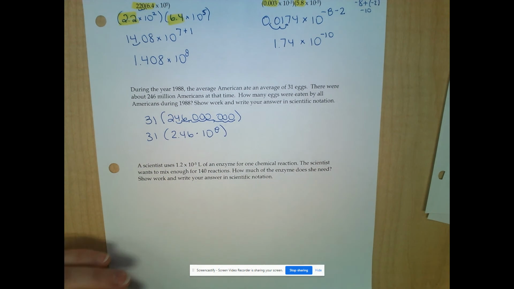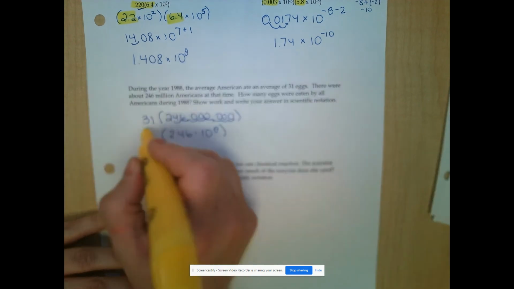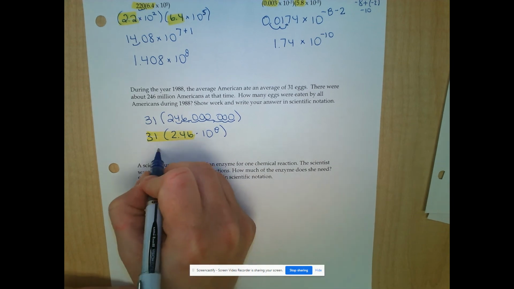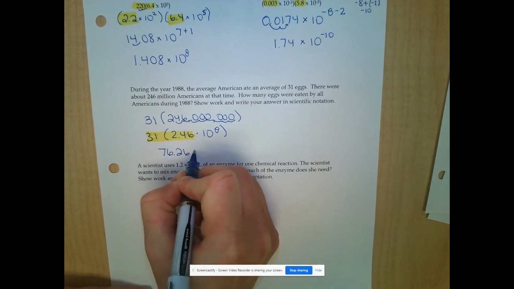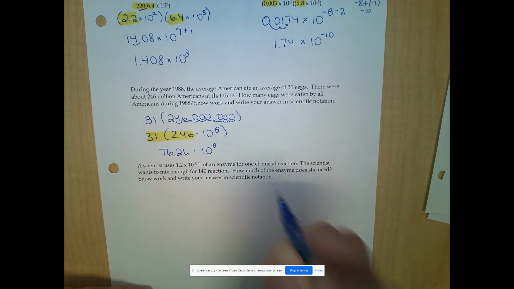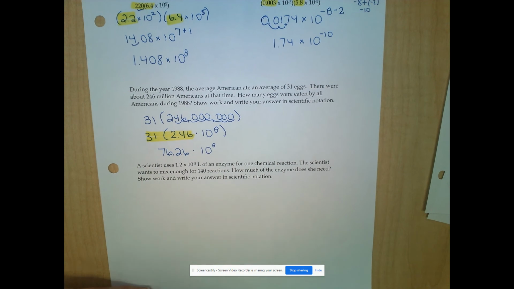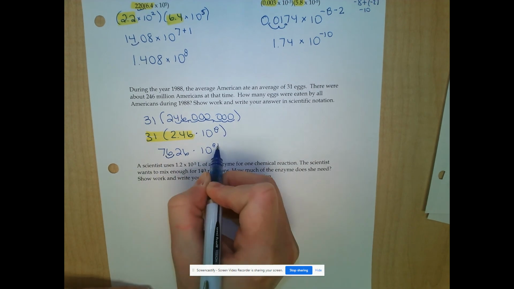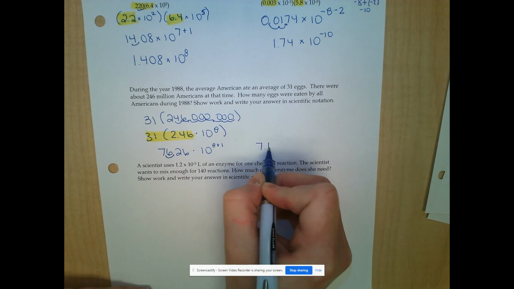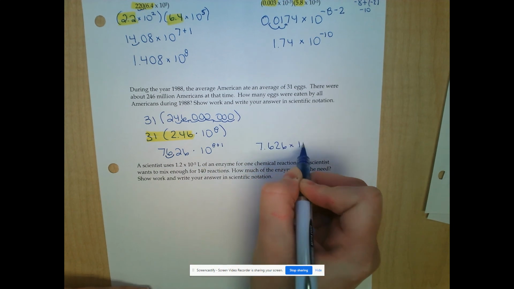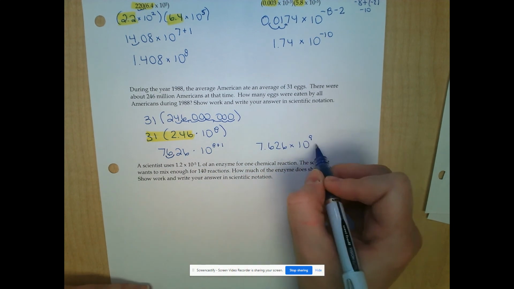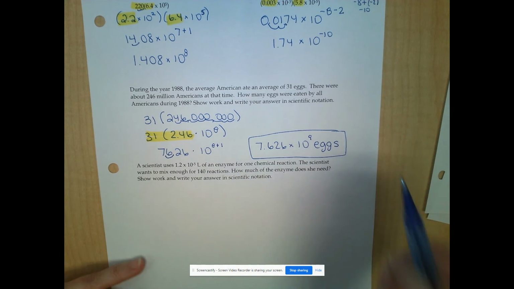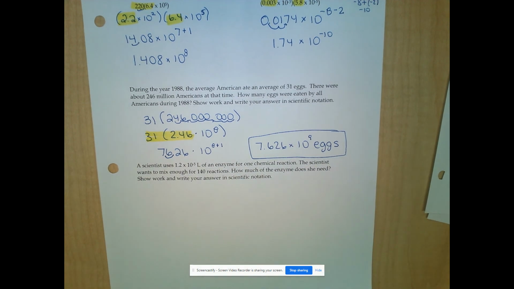And here I've got something that's a little easier to work with, right? 31 times the 2.46. That's going to give me 76.26 times 10 to the 8th. Problem: 76.26 is not between 1 and 10. So if I make this 1 power of 10 smaller, I have to make the exponent 1 power of 10 larger, times 10 to the 9th. And that's going to be eggs. Remember, this was a word problem, so our answer needs to have units or words in the answer.